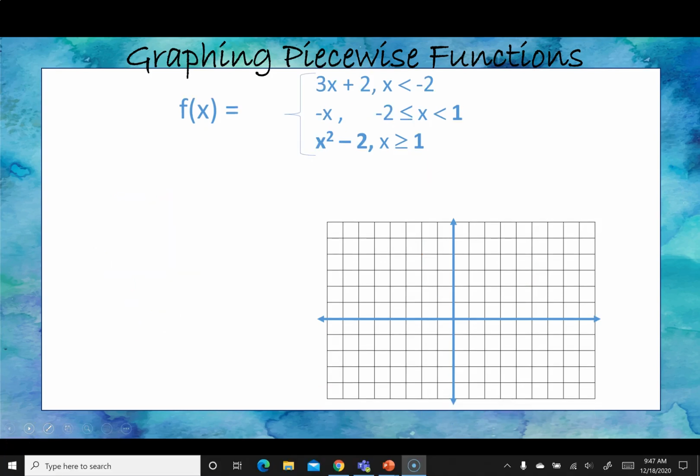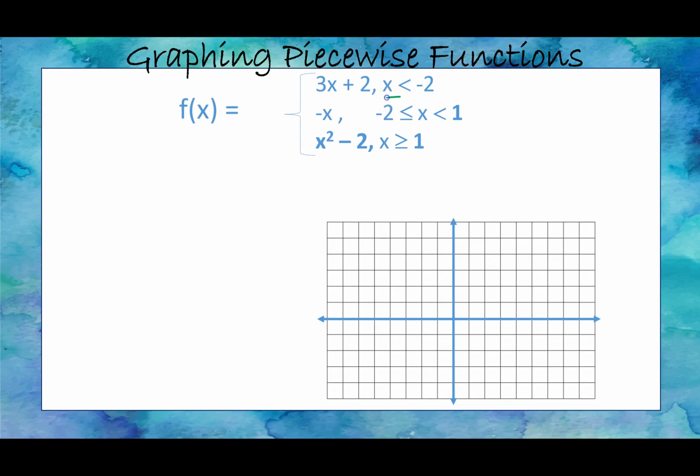All right, here's our next problem. We've got 3x plus 2 for x less than negative 2. So let's go ahead and graph that. So we're graphing our plus 2 right here, and then this is up 3, right 1. Up 3, right 1. Down 3, right 1. 1, 2, 3, right 1.